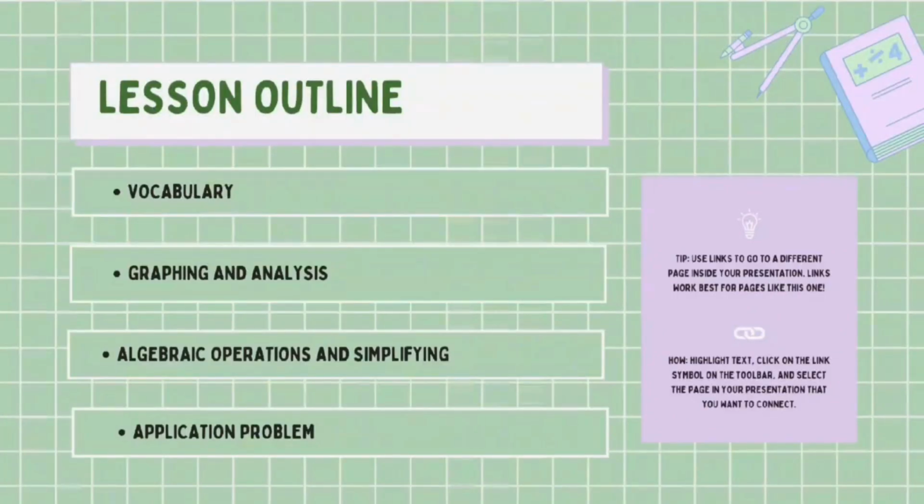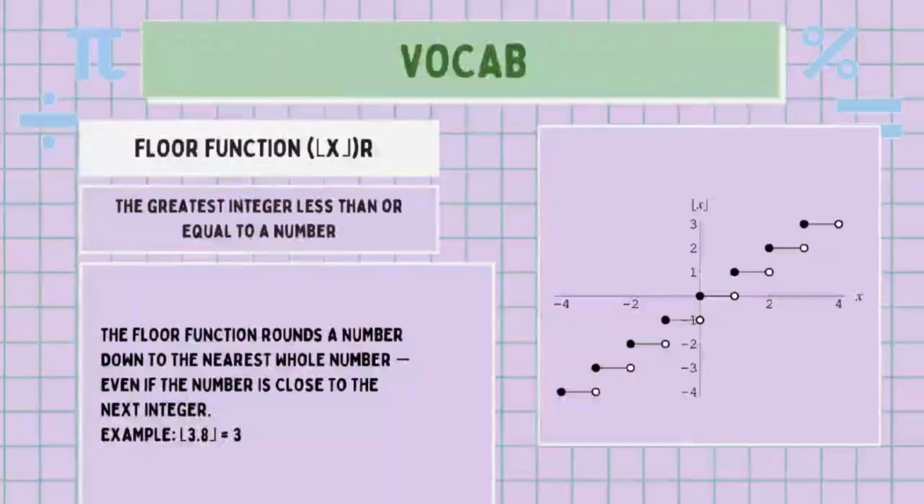Before we jump into the lesson, here's a quick overview of what we'll be learning today. We'll start with key vocabulary to understand the greatest integer function. Then we'll move into graphing and analyzing how this function looks visually. After that, we'll practice algebraic operation and simplifying. Finally, we'll apply everything we learned to an application problem.